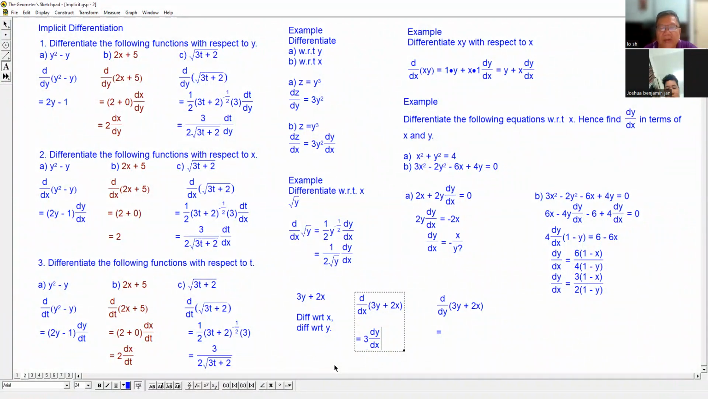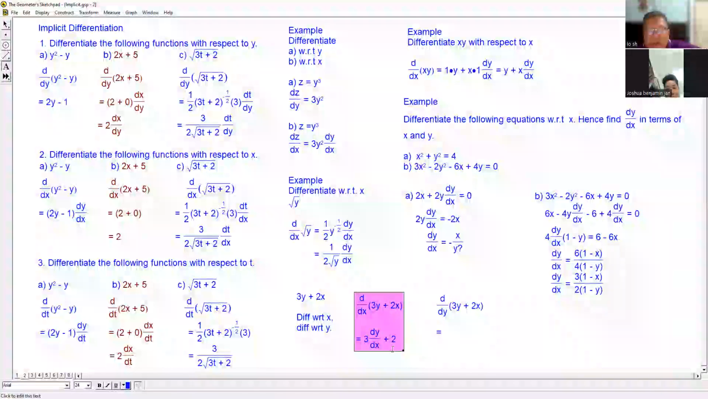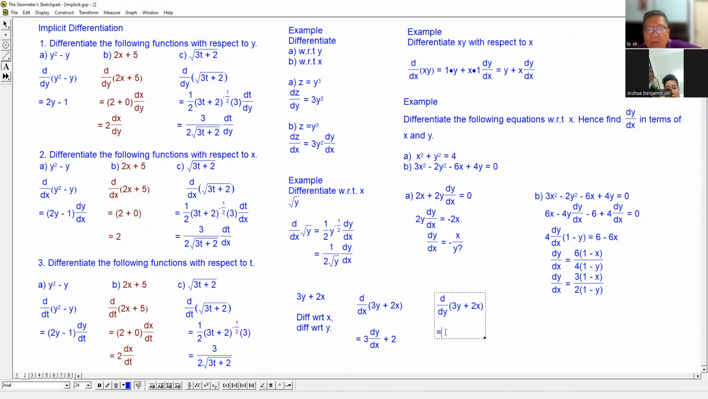And this one, differentiate 2x with respect to x. Because this is x with respect to x, you just differentiate. That's all. So the answer is 3 dy dx, because for y you have dy dx. This one, 2, no more differentiation, because x with respect to x, you don't have to add anything there. You show me this one more time.